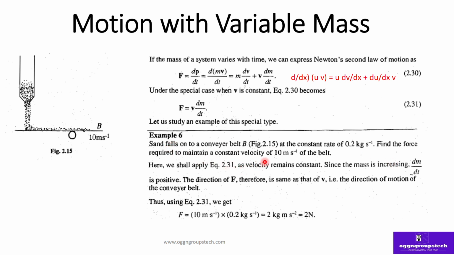We need to find how much force is required so that the belt has a constant velocity of 10 meter per second. The constant rate is given as 0.2 kg per second. The value is given, and we have to find the force. So force is equal to velocity into dm by dt. We are using this formula with v and dm by dt. We have to find the direction of force and the value of that force, to maintain a constant velocity of 10 meter per second of the belt. The value of that force comes out to be 2 Newton. Okay.